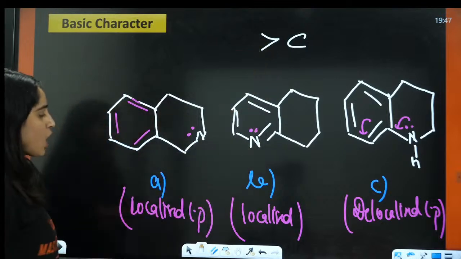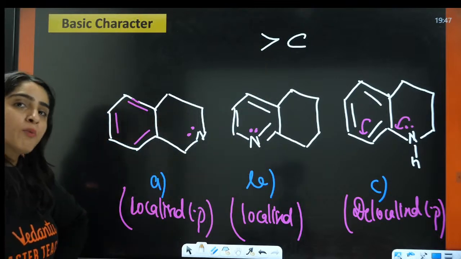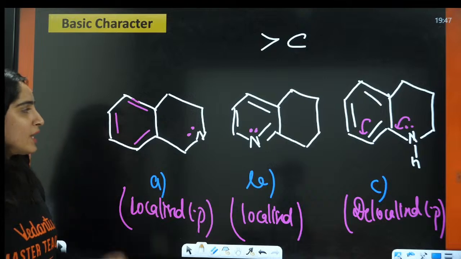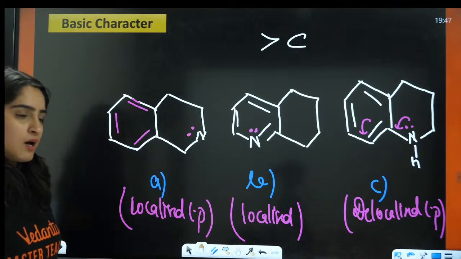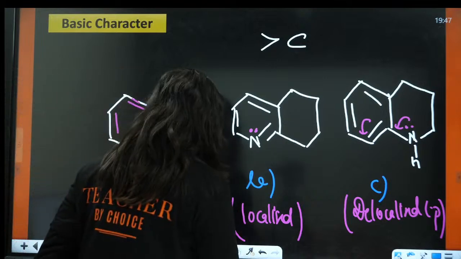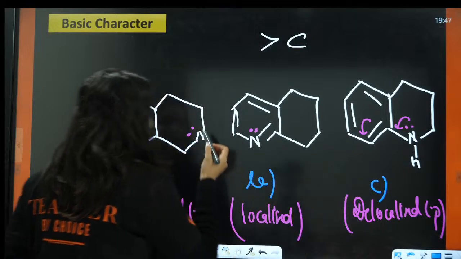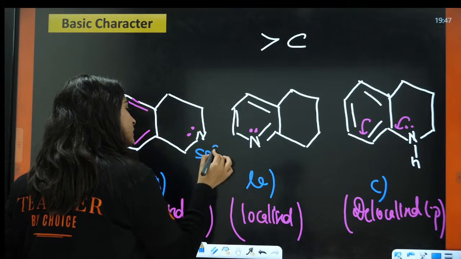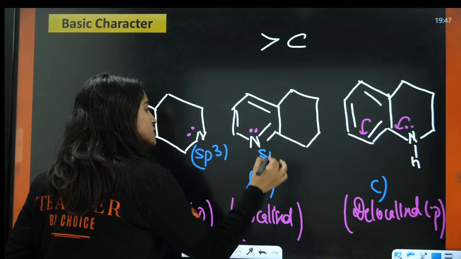Okay, ma'am, we have written it. What about A and B? This is also localized. But do you know one thing? That this is sp3 and this is sp2.